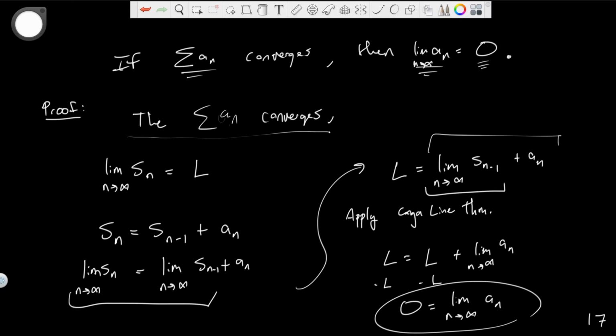Why do I care about this theorem? Right, it's not telling me about convergence. I am given convergence. Right, I want to be able to figure out convergence. Well, the contrapositive. Right, if P then Q.